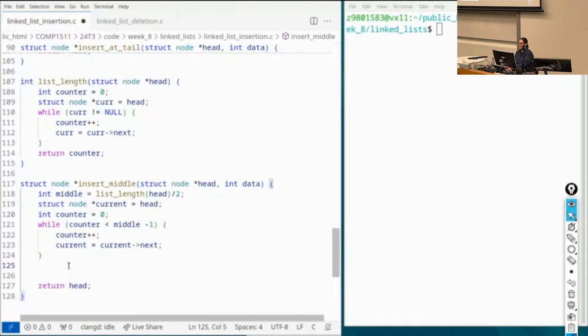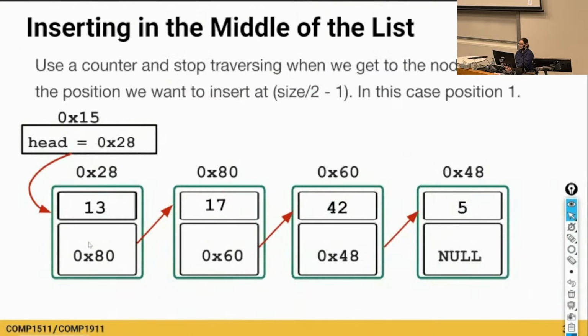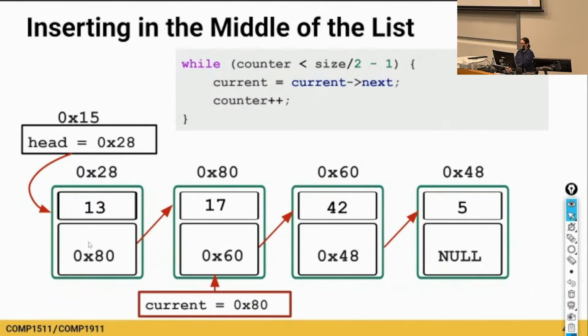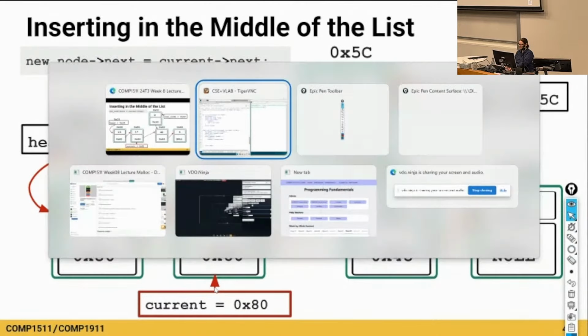So here, this is what I was showing you before. I'll go back. Where I was doing this loop, I initialized my current and my counter, and then I was just moving it along while counter was less than the size over 2 minus 1. So I was finding the node that I want to insert the new node after. Once I did that, we wanted to create the new node, and then connect it up. So let's try that part.